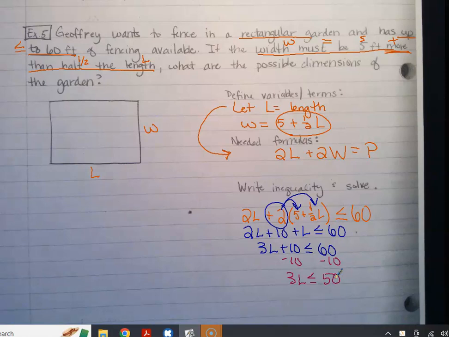Okay. Cheyenne, what would be next? Divide by 3 on both sides. Good. So then we have L is less than or equal to 16.6 repeating. And we can round to 16.67.